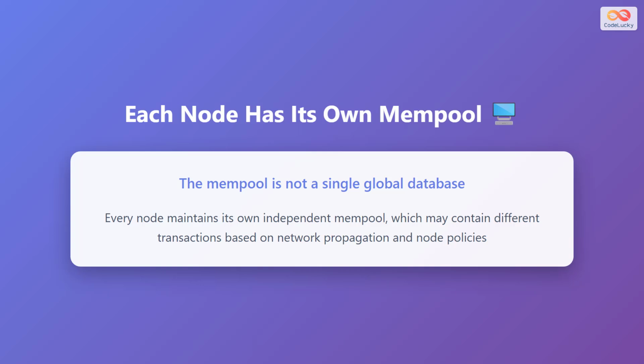Here's an important point to understand. The mempool is not a single global database shared by everyone. Instead, every node on the Bitcoin network maintains its own independent mempool. This means that different nodes may have slightly different transactions in their mempools at any given time. This happens because transactions propagate across the network at different speeds, and different nodes may have different policies about which transactions they accept. So when we talk about the mempool, we're really talking about thousands of individual mempools across the network.